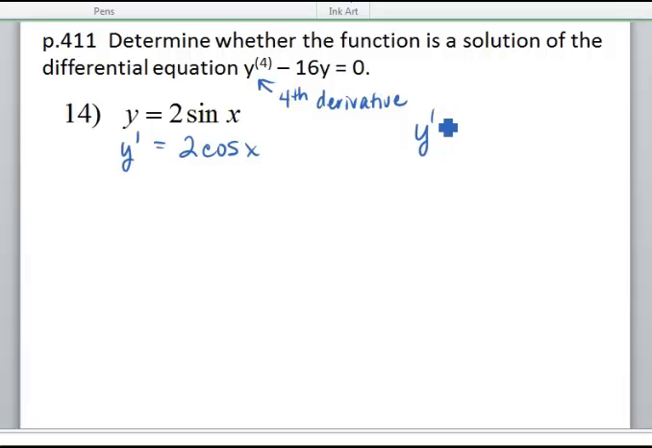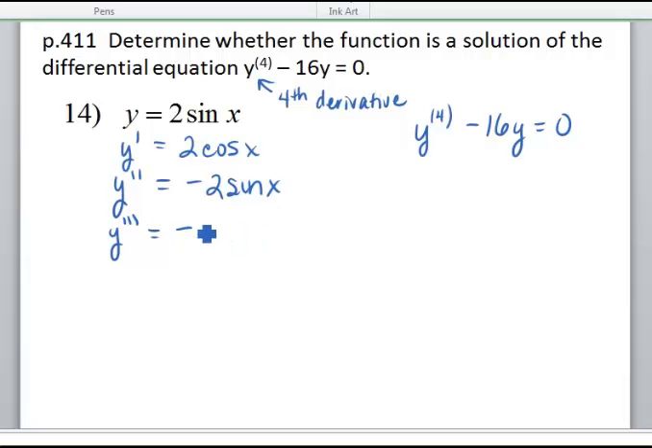And I'm going to go ahead and write that problem over here. The fourth derivative minus 16y is equal to 0. Trying to verify or determine whether the function is a solution. We have the second derivative, which would be negative 2 sine x. The third derivative would be negative 2 cosine x. And then the fourth derivative would be, taking the derivative of cosine would make a negative sign, so we'd actually end up with a positive 2 sine x. So I end up right back to where I started.